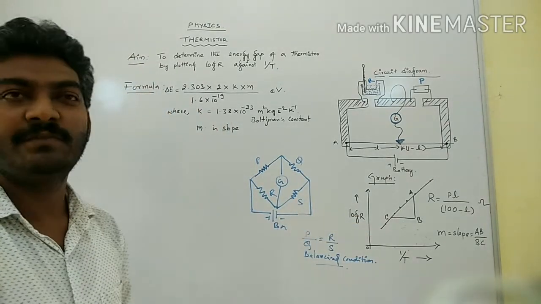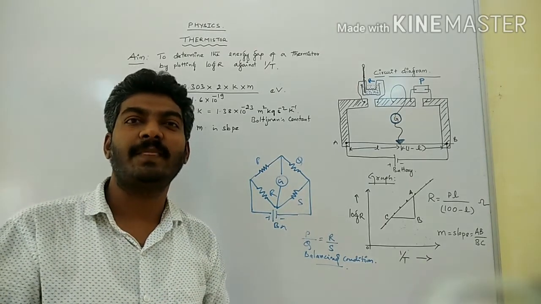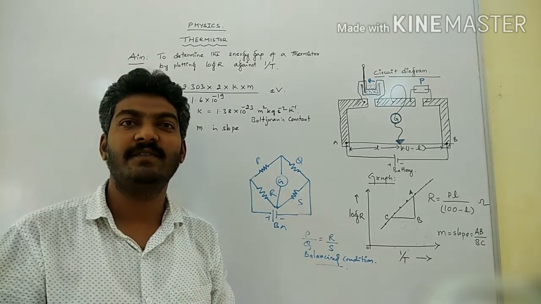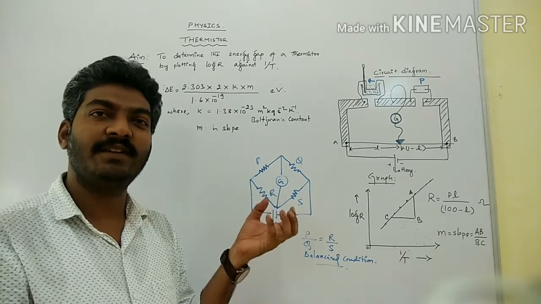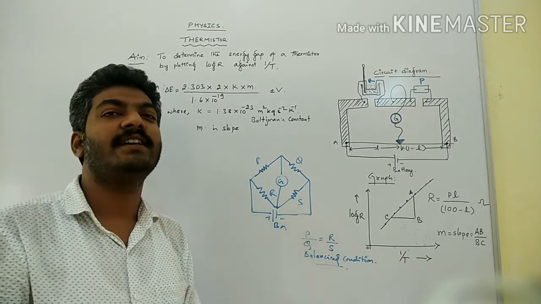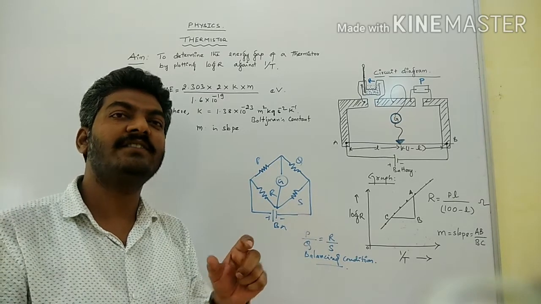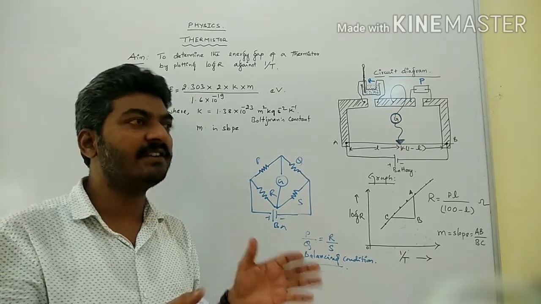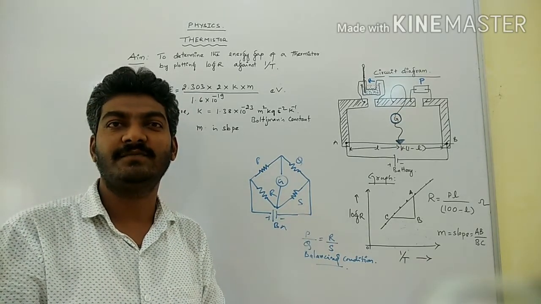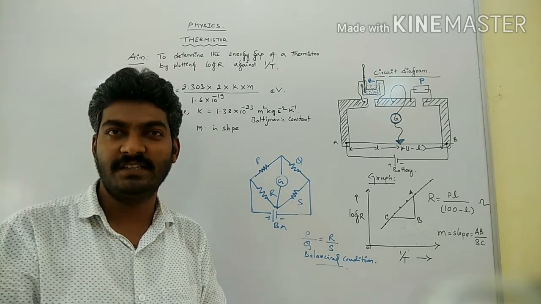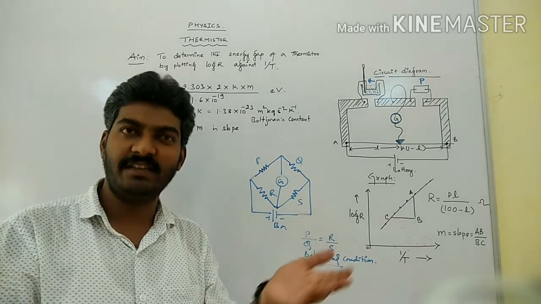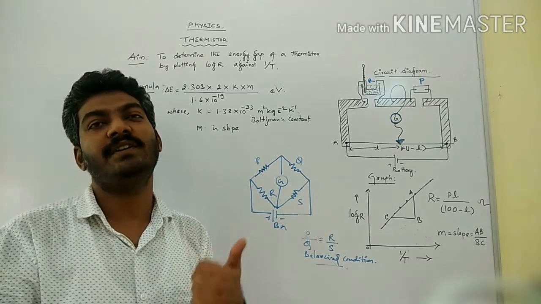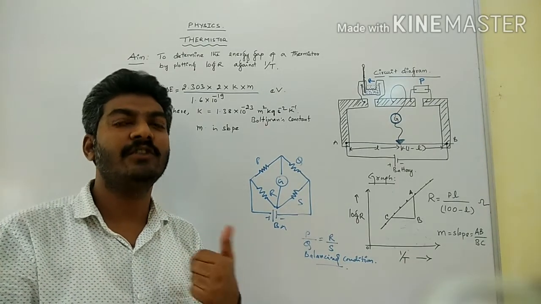Before going to the experiment, first let us understand what this thermistor is. The full form of thermistor is thermally sensitive resistor. The meaning of that is, as the temperature changes, the resistance of the thermistor also changes. Usually semiconductors are used in thermistors. There are two types of thermistors: one is NTC and another is PTC. NTC is negative temperature coefficient thermistor and PTC is positive temperature coefficient thermistor.